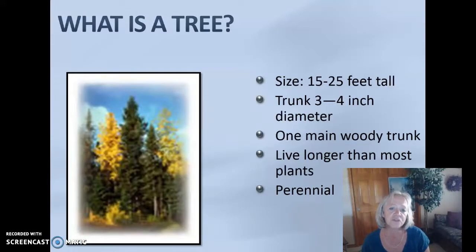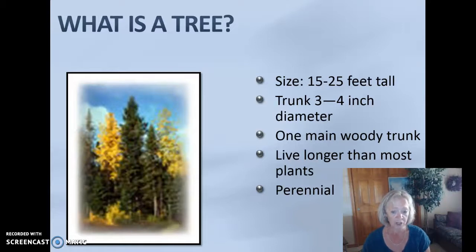So now, what is a tree? There's rules and then there's exceptions to the rules. But generally speaking, a tree is a size of 15 to 25 feet tall. It has a trunk of 3 to 4 inch diameter, and it has one main woody trunk. Shrubs will many times be multi-stemmed, but a tree will generally speaking have one main woody trunk. They live longer than most plants, and they're perennials.